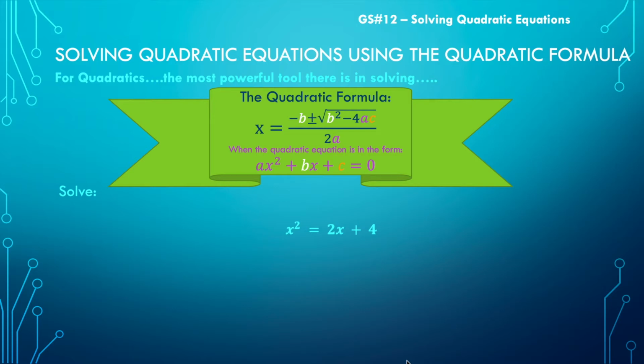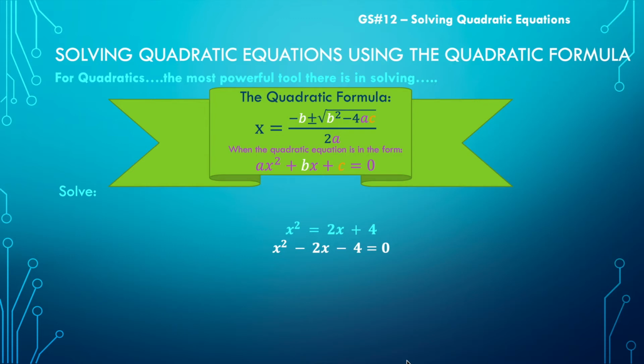Okay, so let's walk through an example of using the quadratic formula. Let's solve the equation x squared is equal to 2x plus 4. All right, well, if we can only use the quadratic formula when the quadratic equation is set equal to 0, that's the first thing we're going to want to do. Let's bring that 2x and the 4 to the left-hand side of the equation and set it equal to 0. All right, x squared minus 2x minus 4 is equal to 0 is our result.